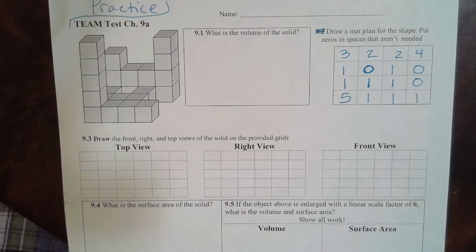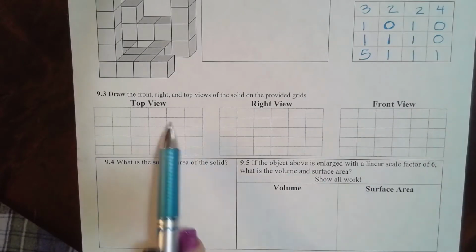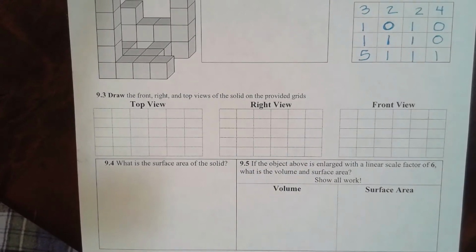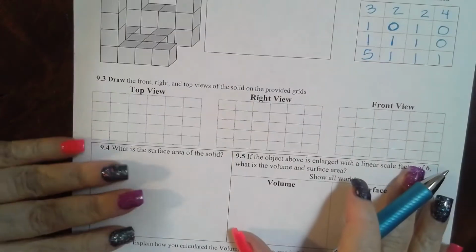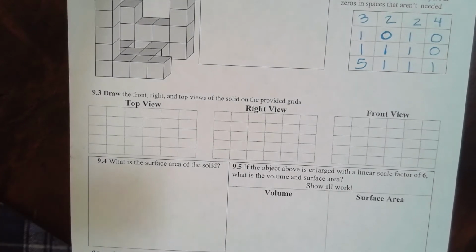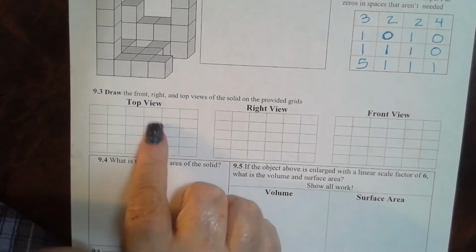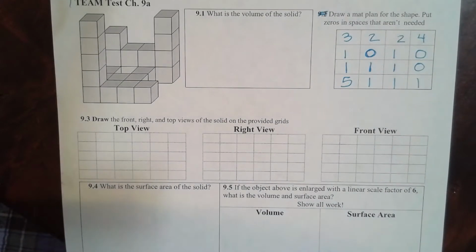Now, the next question on the test is to do the top, the right, and the front view. And so to do those, it helps if you kind of understand what's going on. And so one of those things that's going on is the top view. Now the top view ends up being the easiest.